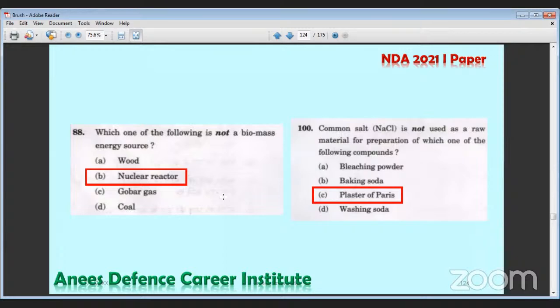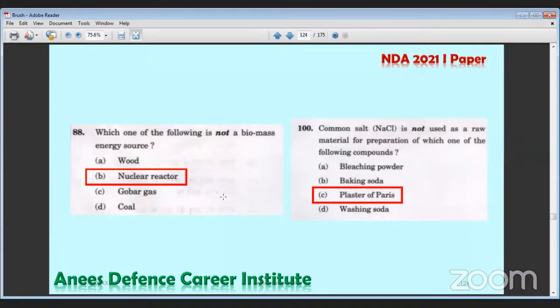It says biomass, so the answer will be not a biomass, and the answer will be option B, nuclear reactor, because in a nuclear reactor we use chemicals, especially such chemicals which are nuclear in nature. They are radioactive in nature. For example, thorium, uranium, we have radium. Such elements are used. So they are not exactly biomass. They are in small quantity, which when they break down, they give off a lot of energy.